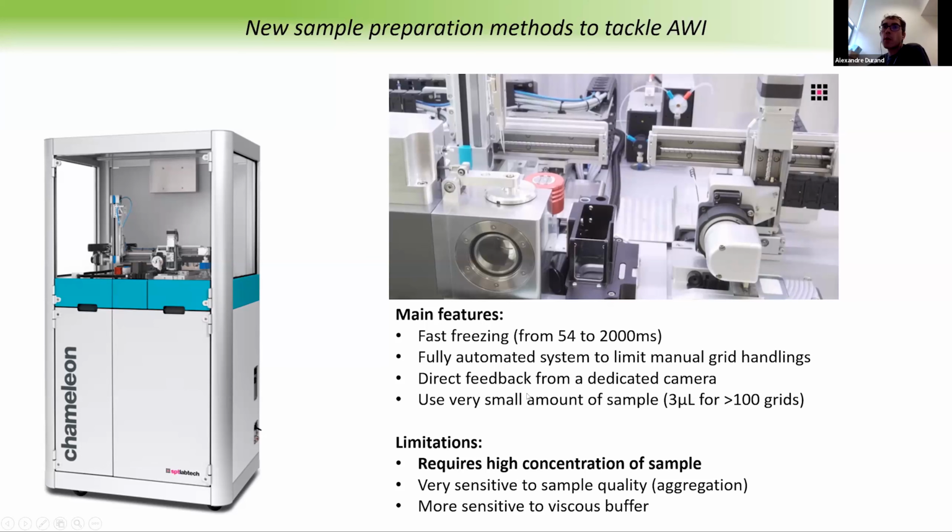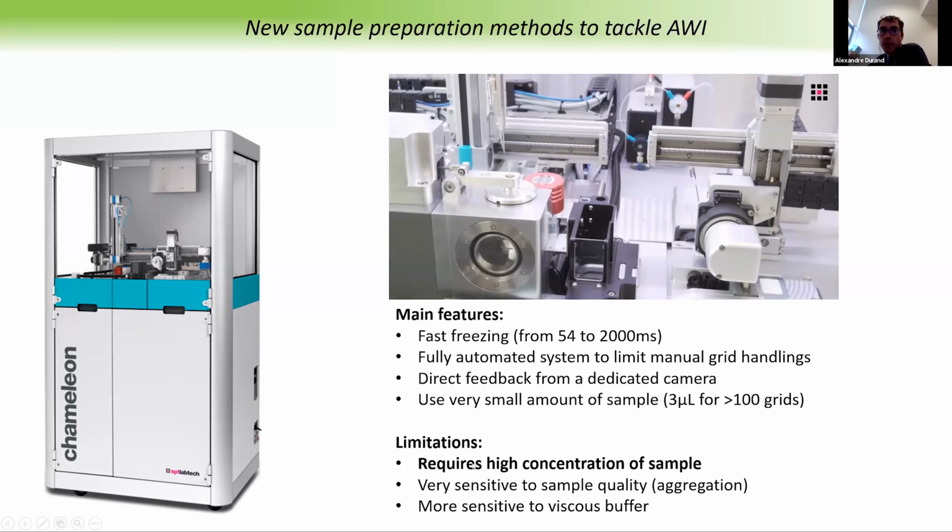Finally, you also use a very small amount of sample. It's true that you don't need so much with a Vitrobot, but here it's even better because with 3 microliters, which is the minimal volume that you will be able to put into the chameleon, you will be able to perform more than enough grids for your sample.